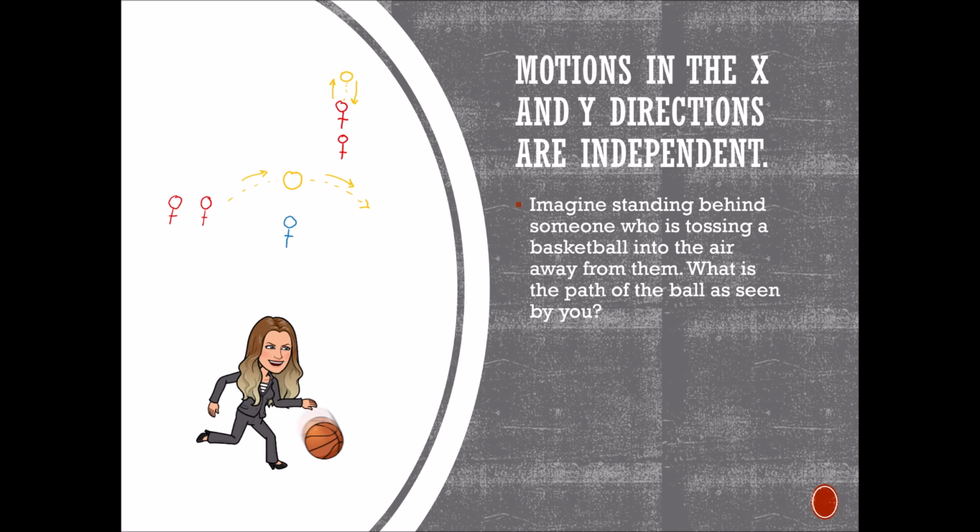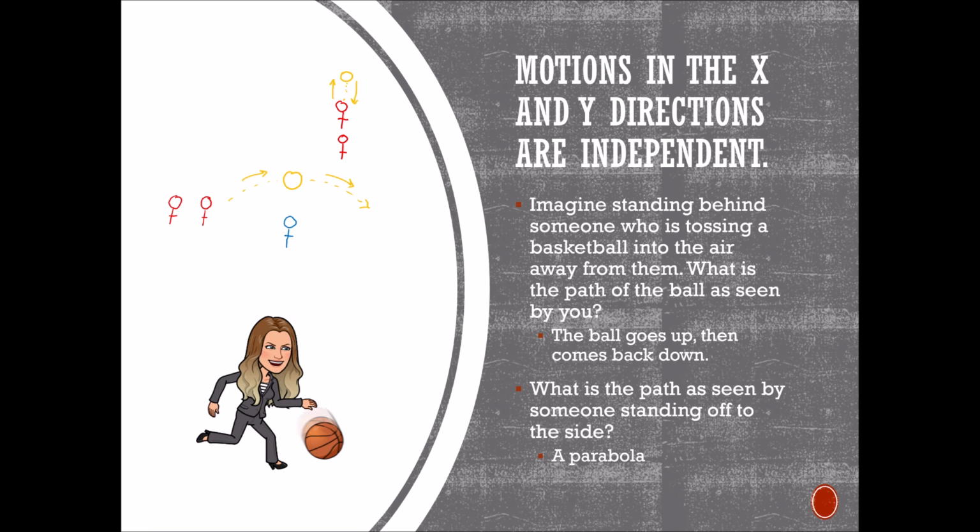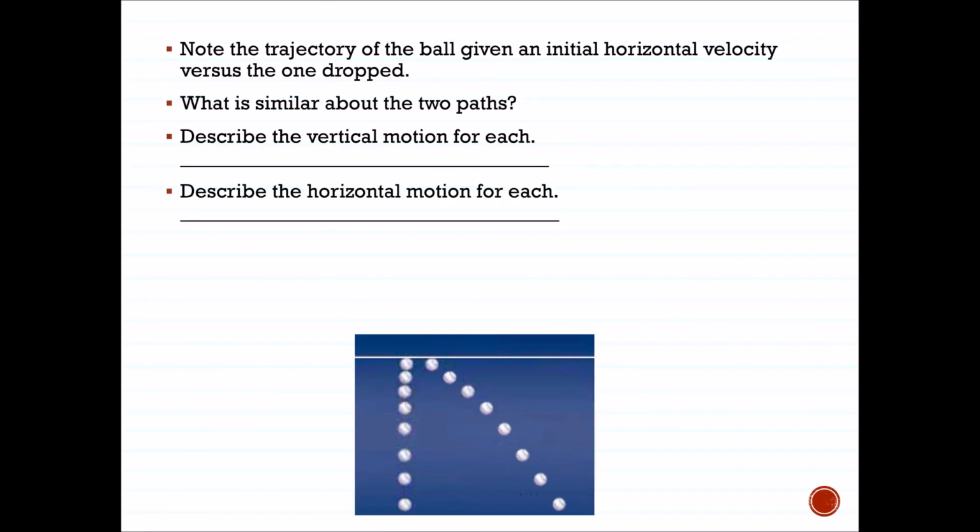Imagine standing behind someone who's tossing a basketball into the air, into the hoop away from them. What path do you see? Well, you just see the ball go up and down. But if you're standing on the sideline, you're going to see a parabola. So again, motion in the x and y directions are completely independent of one another.